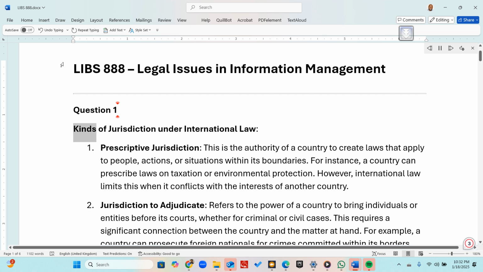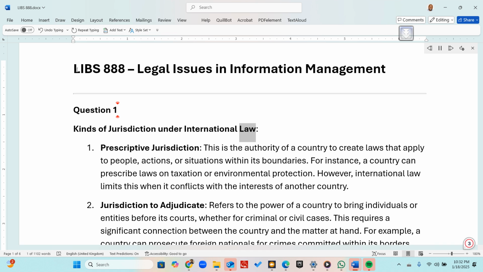1. Kinds of jurisdiction under international law. Prescriptive jurisdiction. This is the authority of a country to create laws that apply to people, actions, or situations within its boundaries. For instance, a country can prescribe laws on taxation or environmental protection. However, international law limits this when it conflicts with the interests of another country.